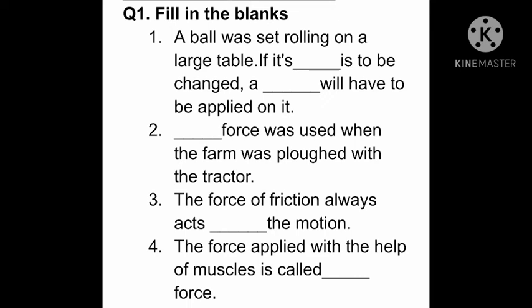Let's begin. Question number 1, fill in the blanks. First one, a ball was set rolling on a large table. If its dash is to be changed, a dash will have to be applied on it. Second one, dash force was used when the farm was ploughed with a tractor. Third one, the force of friction always acts dash the motion. Fourth one, the force applied with the help of muscles is called dash force.